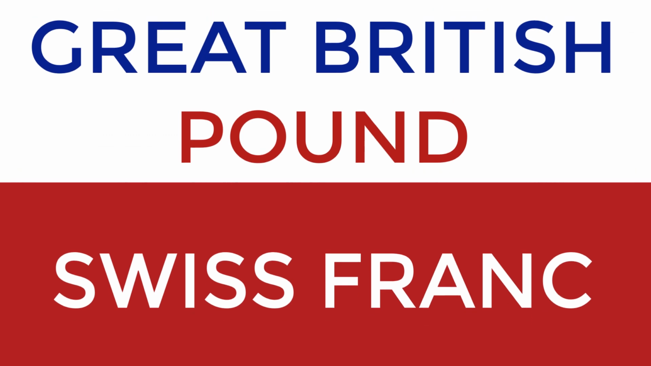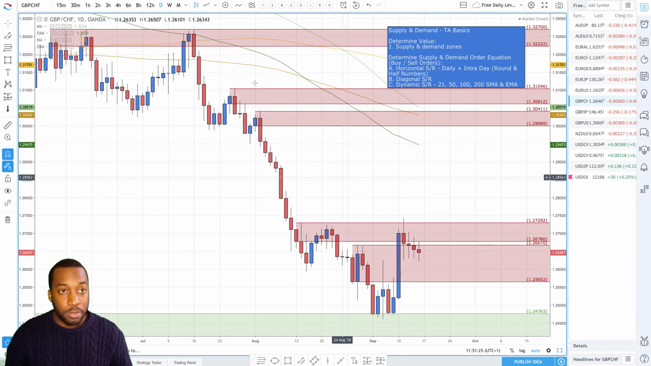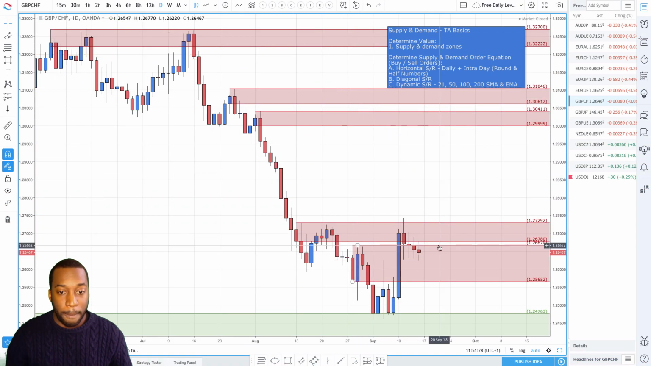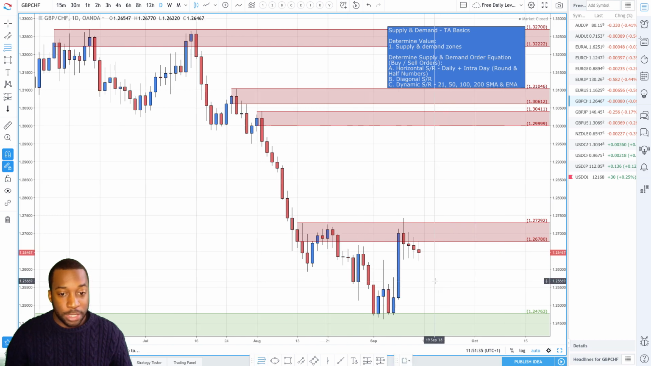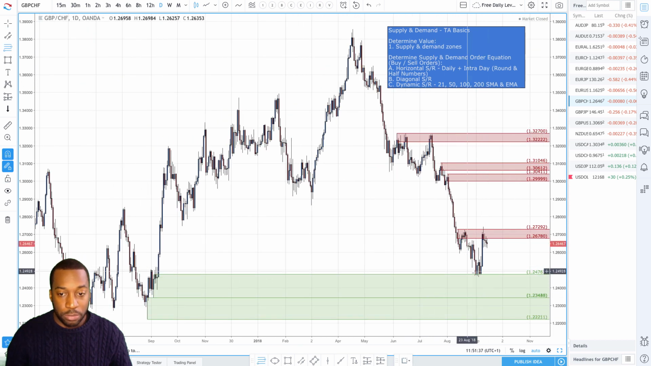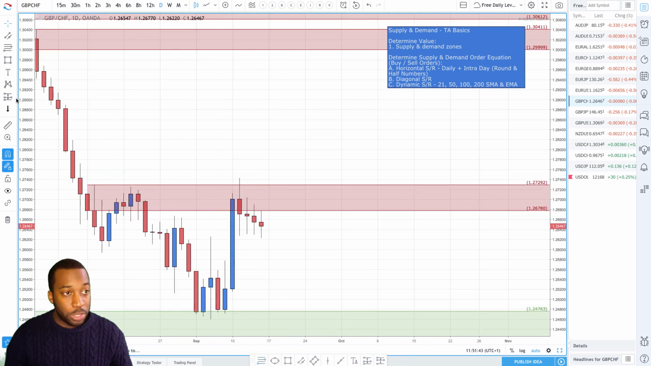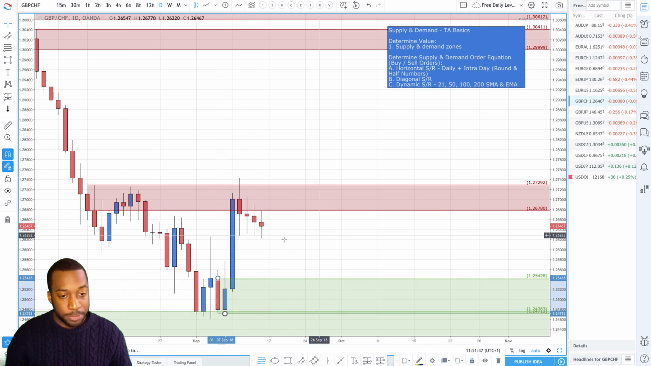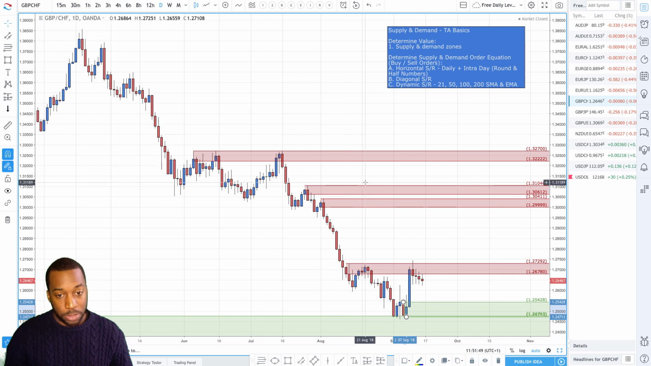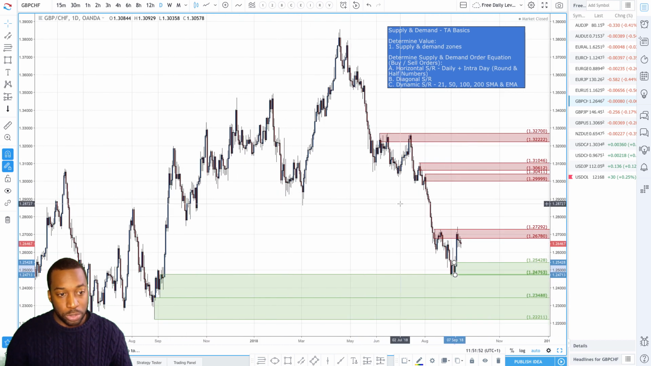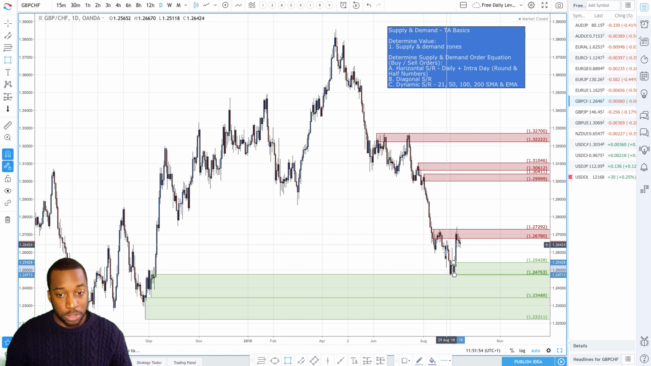Looking at the pound Swiss, came up into that supply zone, but let's look at this from a demand perspective. So we did actually get to see, and we did react off of this long-term demand zone right here, broke through some previous supply, so this becomes demand. And now let's go through the process. So horizontal support and resistance, do we have any within this area? Looks like it.